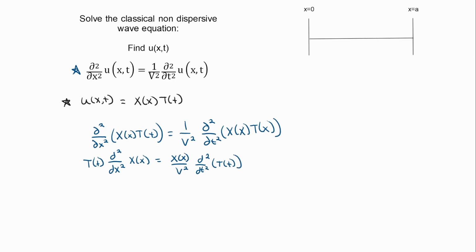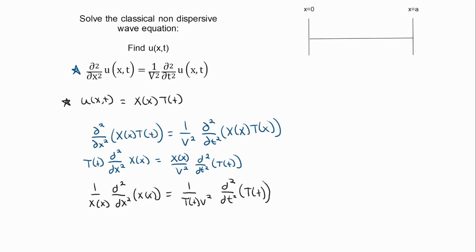Now this is when we can actually do some separation of variables, and we can bring all the x's on one side, all the functions of t on the other side. Let's bring our x functions on the left and our t functions on our right. We will get 1 all over X with the second derivative with respect to x of our x function is going to be equal to 1 all over T times v squared with our second derivative with respect to t of our t function.